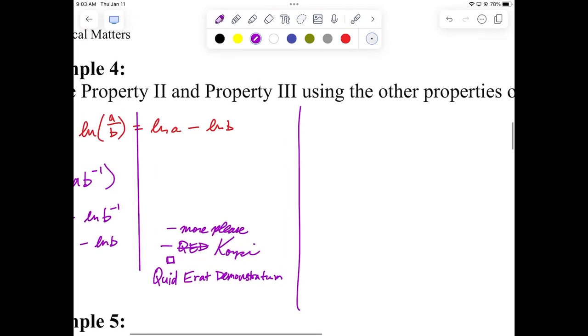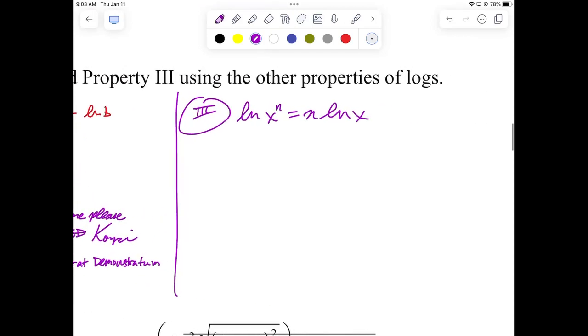All right, let's prove property 3. Property 3 is the natural log of x to the n equals n times the natural log of x. That's the power property. Okay, so step 1 for a proof, we draw a line down the middle, and then we pick a side that has more information. I think the left side has more information because it has a power of x. So I'm going to start on the left side. Now, here's what I'm going to do. I'm going to write the natural log of x to the n as the natural log of x times x times x dot dot dot times x.